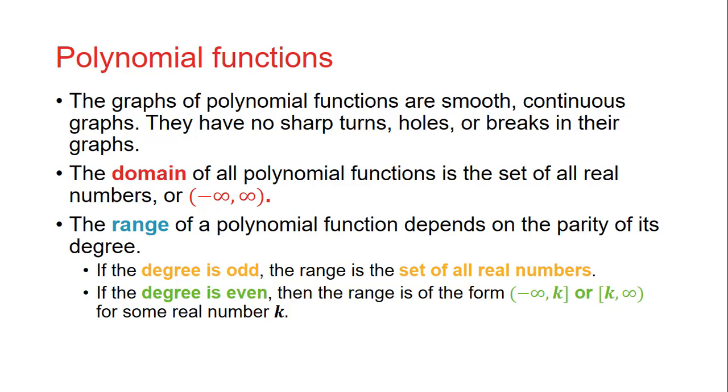The domain of all polynomial functions is the set of all real numbers, or negative infinity to infinity, right? There's no restriction on what value we can plug into that function. The range of a polynomial function actually depends on the parity of its degree. If the degree is odd, the range is the set of all real numbers. If the degree is even, then the range is of the form negative infinity to some number k with a bracket, or bracket k to infinity for some real number k. Very much like quadratics, right? There was a maximum or minimum value of the entire graph, so the range was not all real numbers.